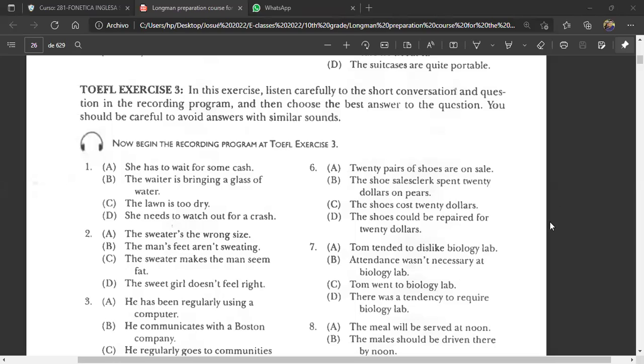Ok, nice. Les voy a dar las respuestas. ¿Cuántas tienen que tener malas? 2. 2 malas para el puntaje del licenciado, ¿verdad? If you want to get your score right, you have to get just 2 incorrect. So you ready? Can I give you the answers right now? Yes. Very good.